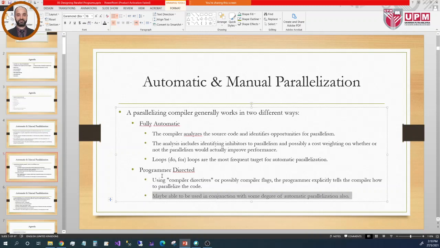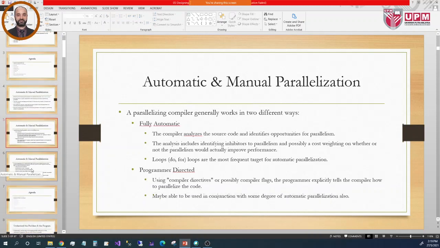In this case, the programmer needs to mention, using some directives, which parts could run in parallel. After that, the parallelizing compiler will run automatically to make things run in parallel. So some part is manual, which is the responsibility of the programmer using these directives, and the other part is automatic, which is done by the parallelizing compiler.